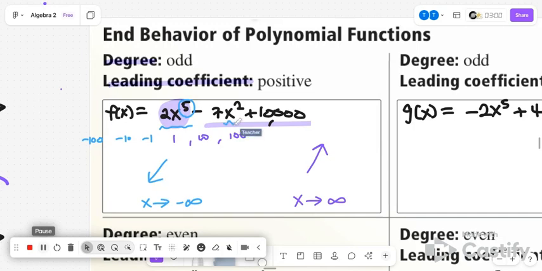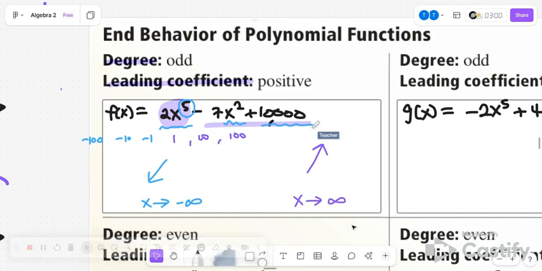Even though this x to the 2nd power value, or 10,000, is a pretty big number, it cannot affect the function more than 2x to the 5th power does. So when the degree is odd and we have a positive leading coefficient, we know that the end behavior of this kind of function is going to be down, up.